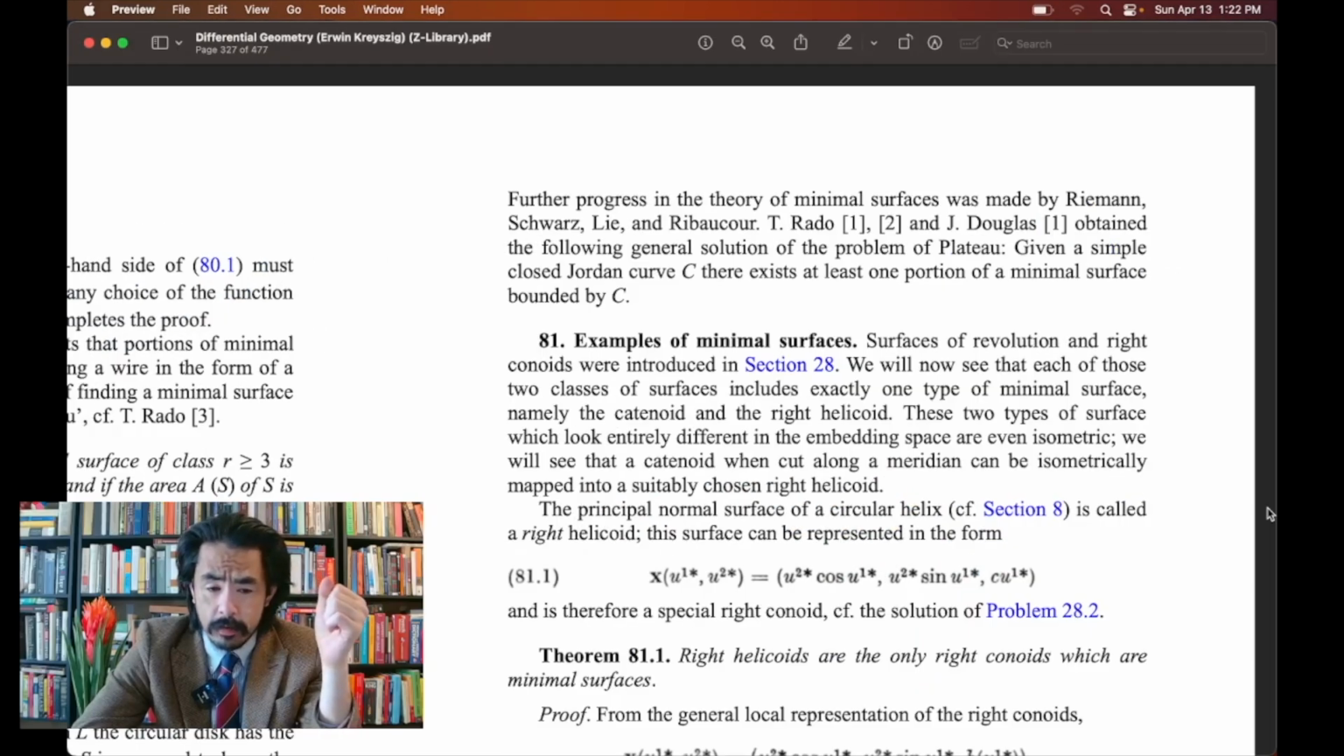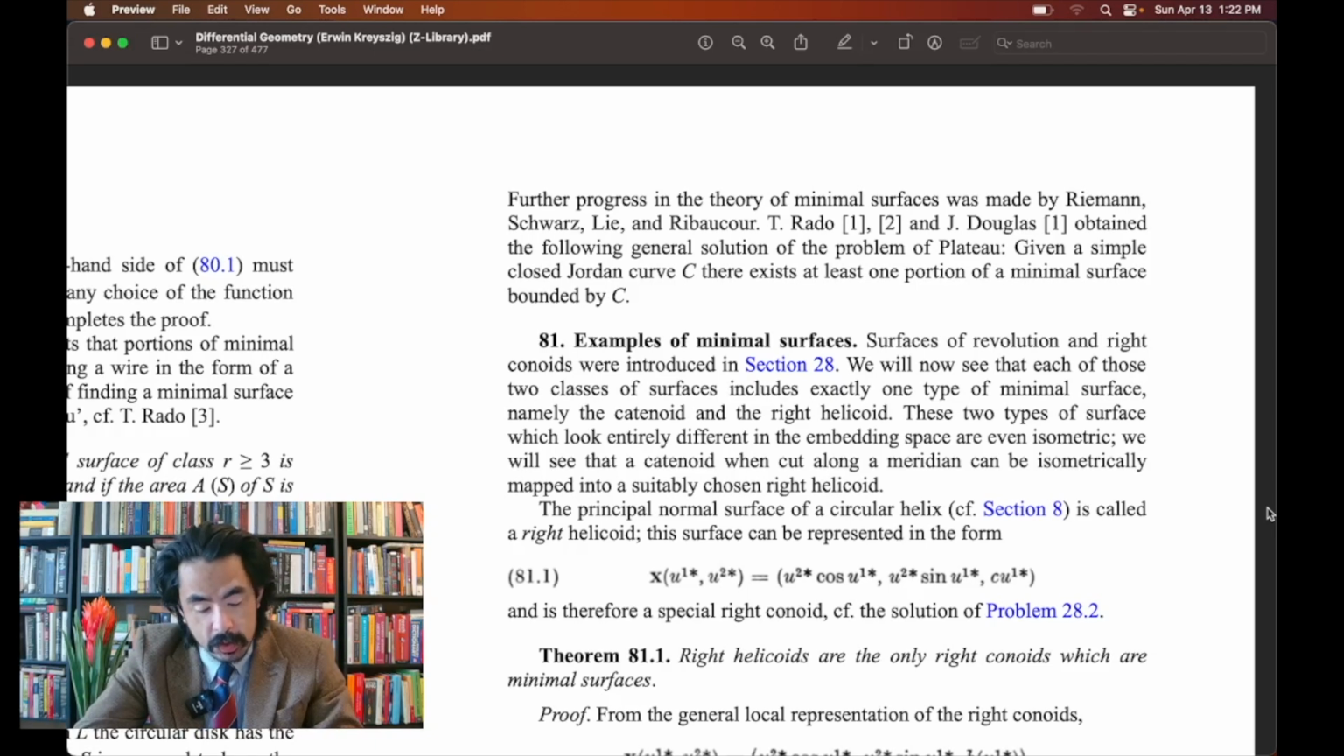Further progress in the theory of minimal surfaces was made by Riemann, Schwarz, that is Karl Hermann Amandus Schwarz, who H.A. Schwarz refers to from the bibliography, Sophus Lie, a big name that we're going to get into, and Albert Ribaucour. Ribaucour lived from 1845 to 1893. He was French-Algerian, an engineer and mathematician, and of course, Tibor Radó. We also have here a reference to Jesse Douglas, who lived from 1897 to 1965.